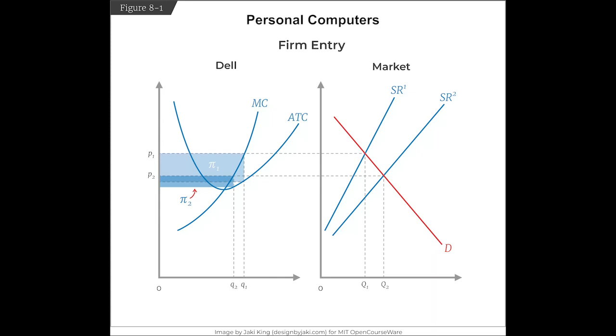On the right-hand side is the market for PCs, the market graph. On the left-hand side is Dell's cost curves. So the left-hand side graph is firm-specific Dell information. The right-hand side graph is the market.